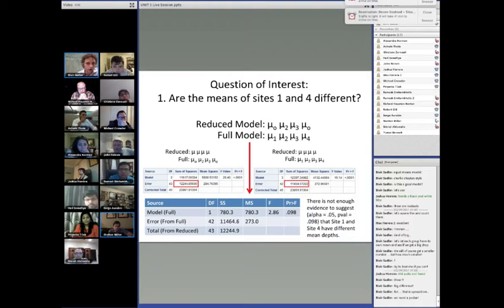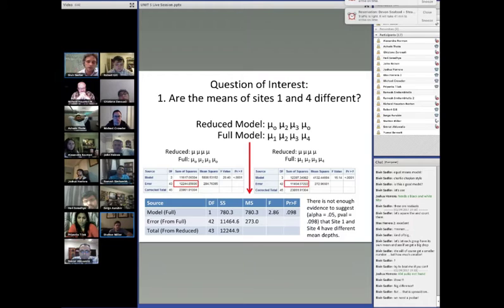And so there's not enough evidence to suggest that site 1 and site 4 have different mean depth. That's how we can answer that question. Again, if I was you, I'd have maybe several questions. One would be, again, I don't quite know why these mu2 and mu3 are in the model. They're only in the model to increase that number.